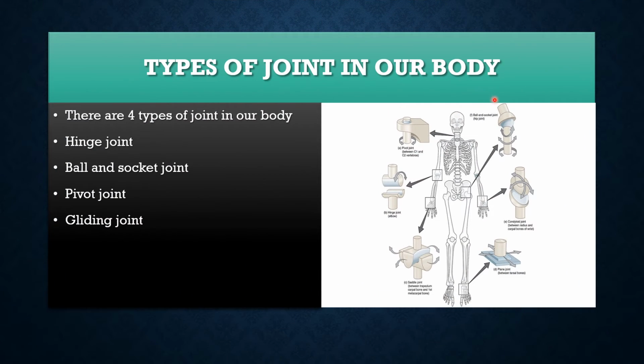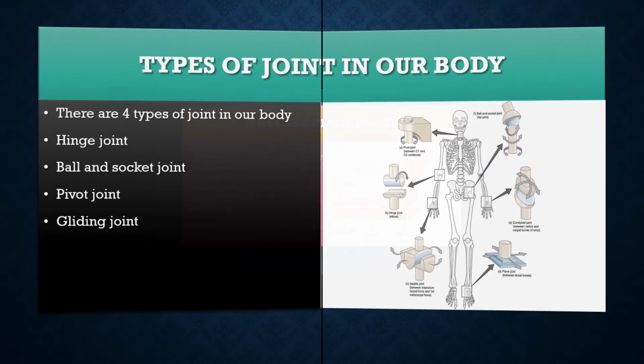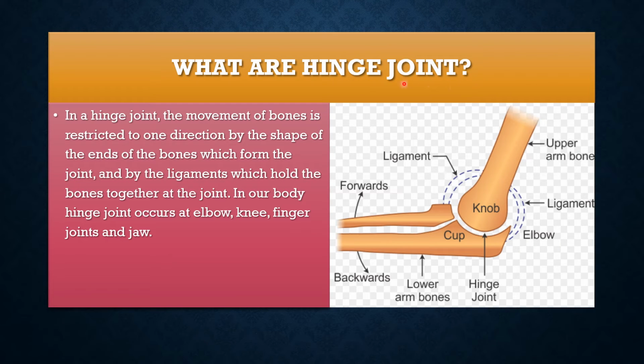Types of joints in our body. There are four types of joints in our body: hinge joint, ball and socket joint, pivot joint, and gliding joint. What are hinge joints? In the hinge joint, the movement of the bone is restricted to one direction by the shape of the ends of the bones which form the joint, and by the ligaments which hold the bones together at the joints. In our body, hinge joints occur at the elbow, knee, finger joints, and jaw.